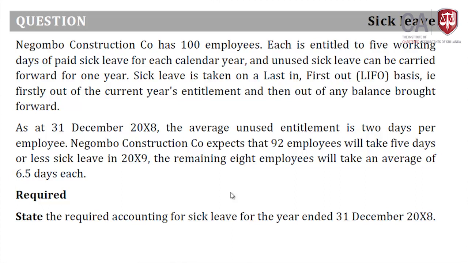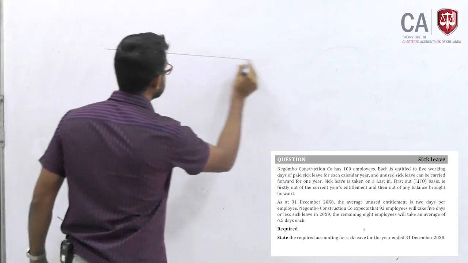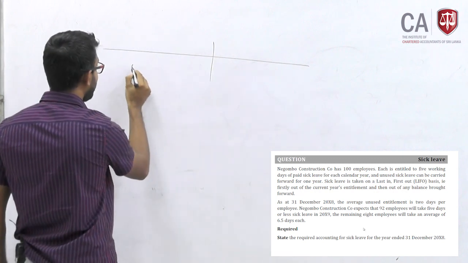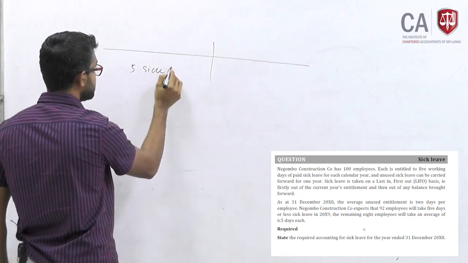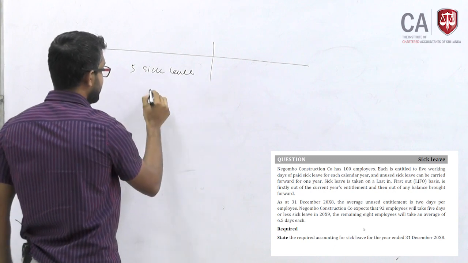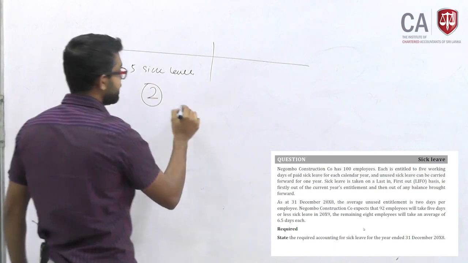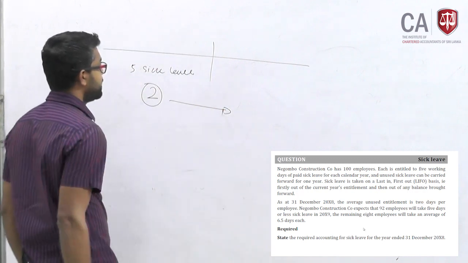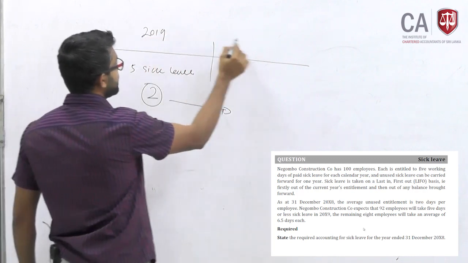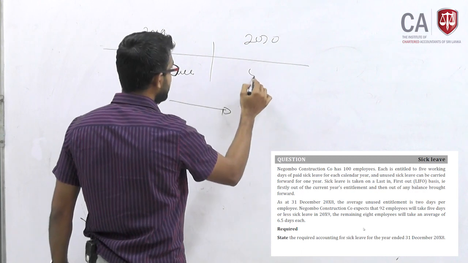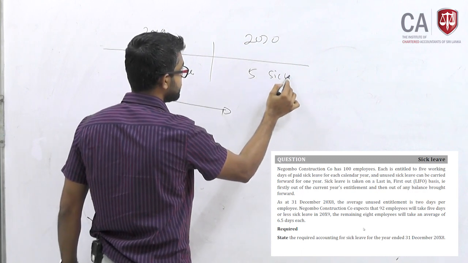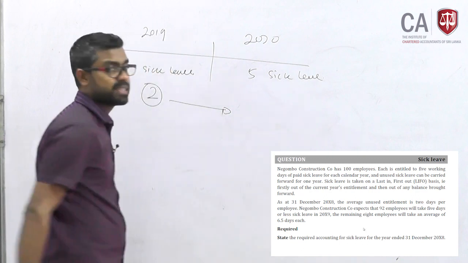Sick leave is taken on a last in first out basis, which means, let me explain this. In 2019, let's say you have 5 days sick leave. If there is any unused sick leave, you can carry it forward to next year. This is 2019, this is 2020. This year also you have 5 days sick leave.